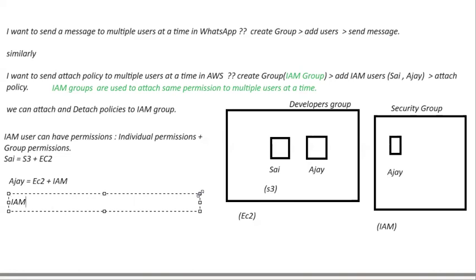IAM group is nothing but a group of IAM users, right? Can I create a group under a single group? Can I create another group? No. Similar to WhatsApp, we cannot create nested IAM groups. We cannot create a group under a group, right?